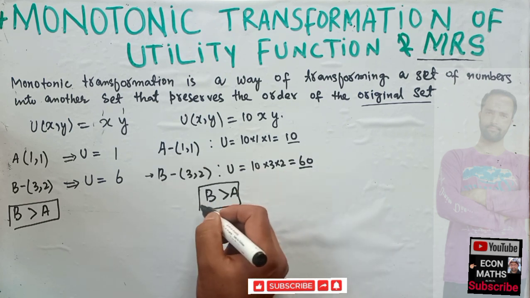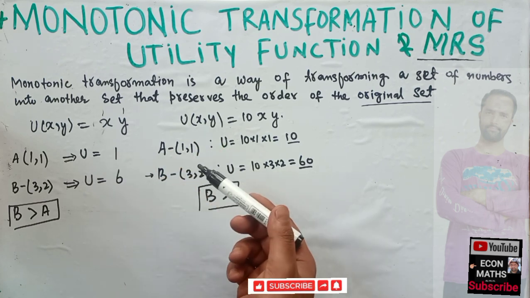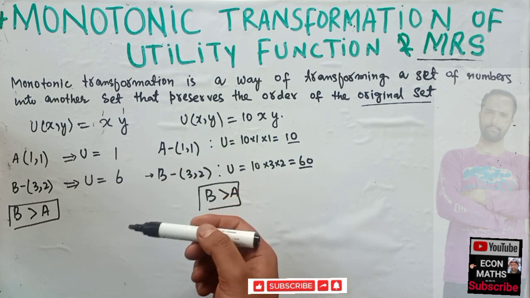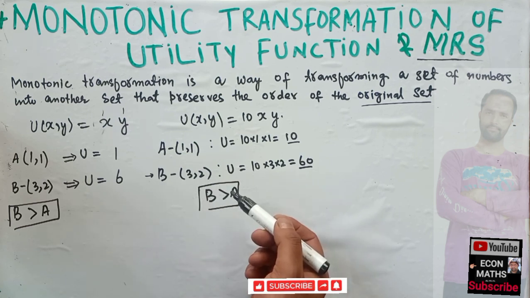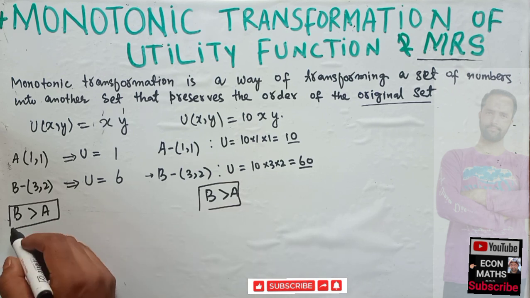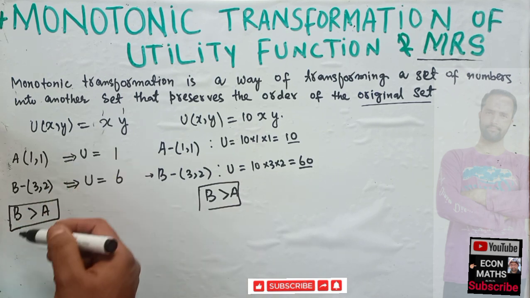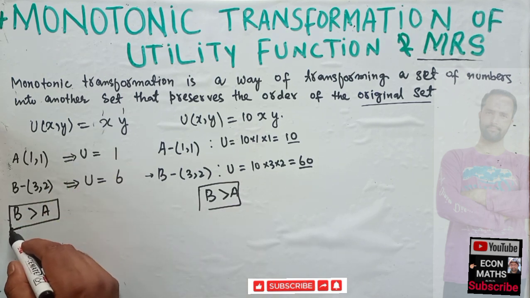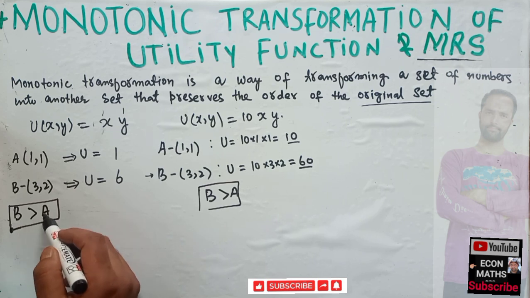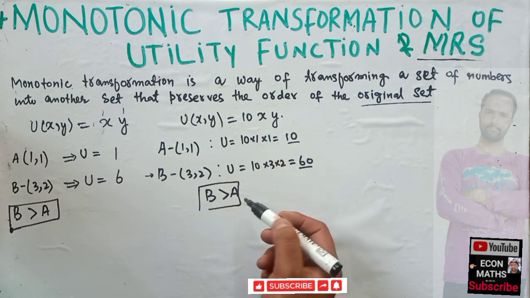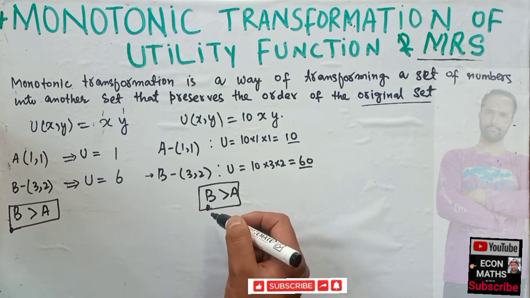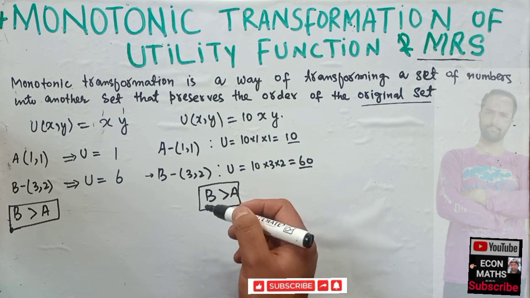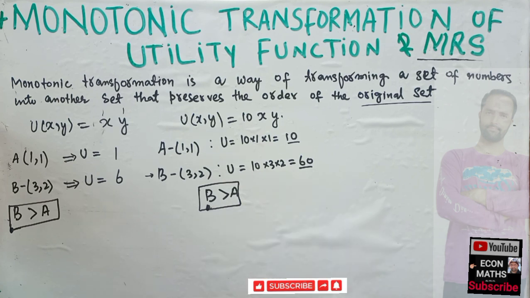So we say these two utility functions are positive monotonic transformations of one another because the ordering of preferences does not change. In the original utility function, the consumer is preferring B over A, and in this new utility function the consumer sticks to the same preferences, preferring B over A again. I have explained this in an earlier video, you can check that video.